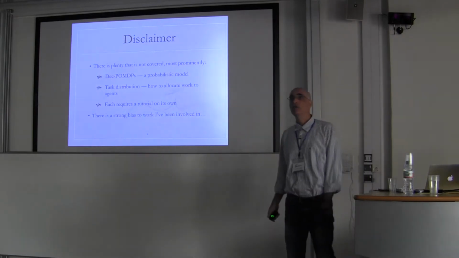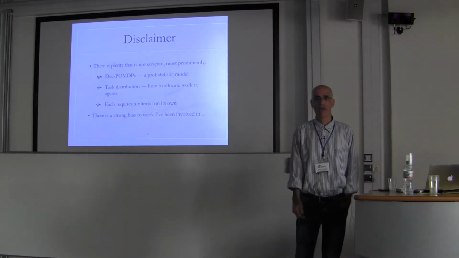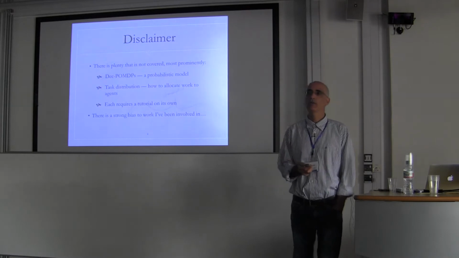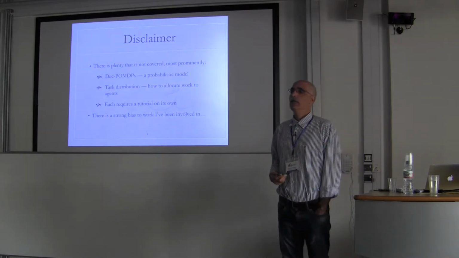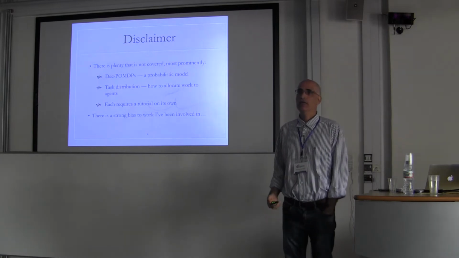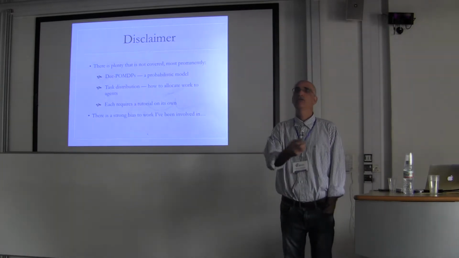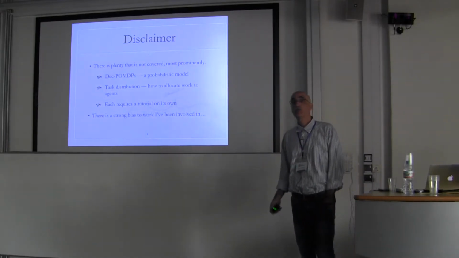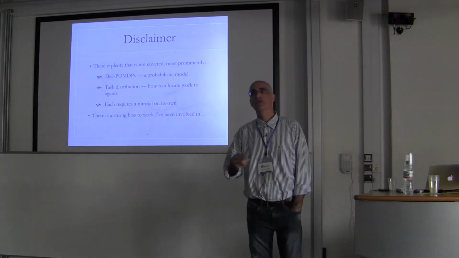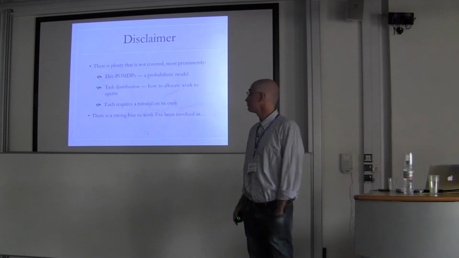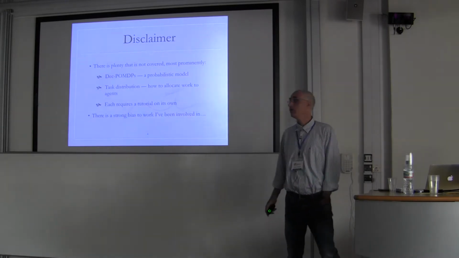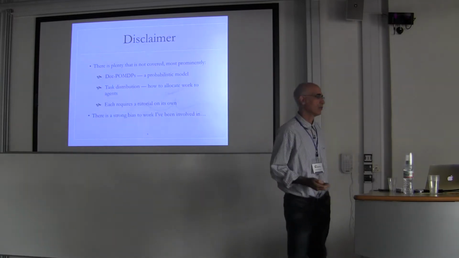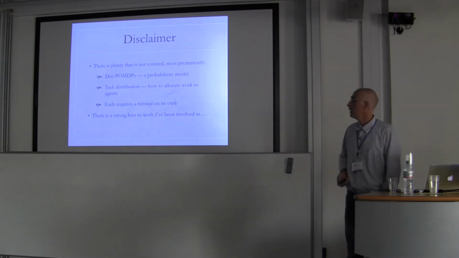Task distribution, that's a problem that was investigated for a long time in the area of multi-agent systems. What happens when we have a number of agents that can perform similar actions, and we have a task that we want to perform, and we need to distribute the work between them in some efficient way. So the issue there is not what actions to perform, but who should do what, how to distribute the load. Each of these is a big area on its own, and there is a strong bias to work I've been involved with, but I think you're going to see fundamental issues.